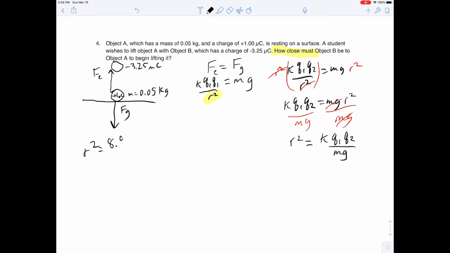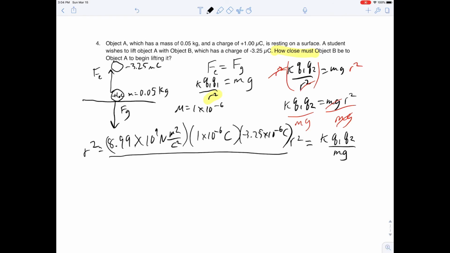So I will substitute in 8.99 times 10 to the 9th newton meters squared over coulomb squared, times my charges. Again, you see this micro, it's equal to 1 times 10 to the negative 6. So I've got 1 times 10 to the negative 6 coulombs and 3.25 times 10 to the negative 6 coulombs, all of that over mass times gravity, which in this case is 0.05 kilograms times 9.81 meters per second squared.